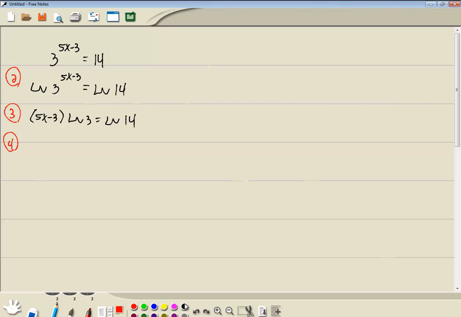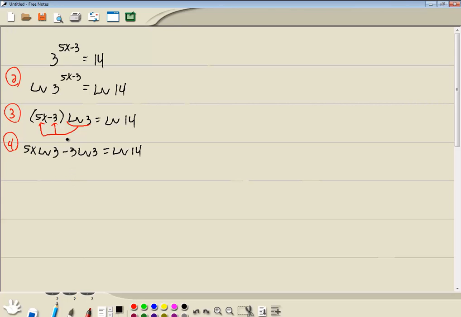Now step 4, solve for x. This one is a linear equation because we got x to the first power. That's our largest power. Natural log of 3, that's just a number. If you got a number next to parentheses, that indicates a distributive property. So we're going to take natural log of 3, multiply it times 5x, and times a negative 3. Very easy when you multiply those through, you just put them next to each other. So I got 5x natural log of 3 minus 3 natural log of 3 is equal to natural log of 14.